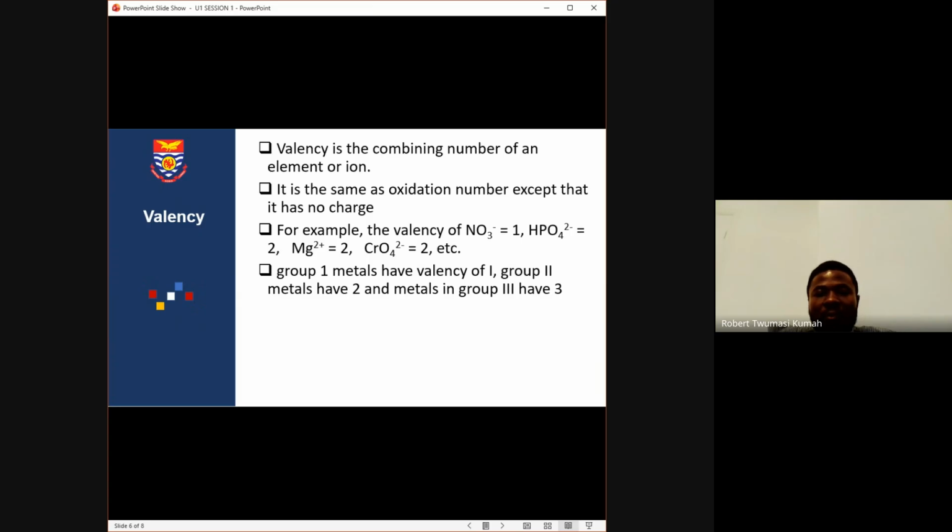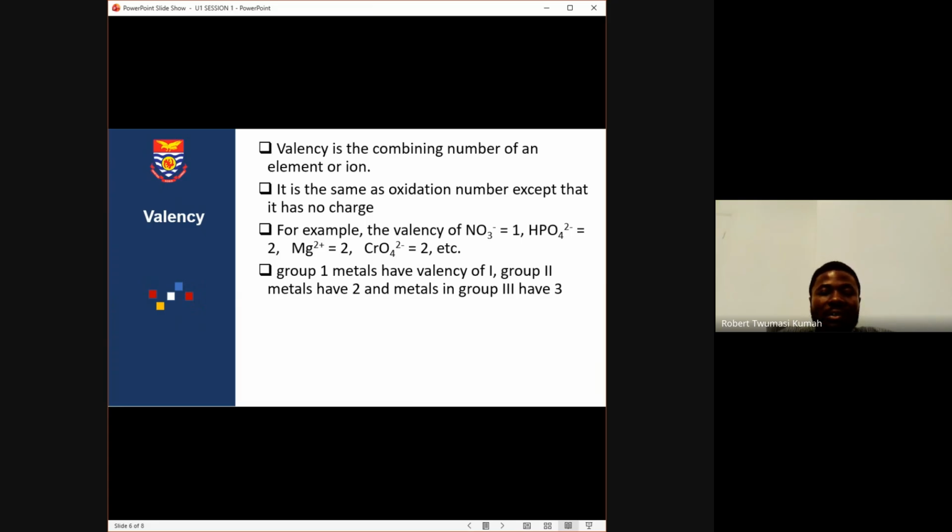We talk about valency as the combining number or power of an element or ion. The interesting thing is that it is the same as the oxidation number, or the hypothetical charge that we assign to an element or a compound. But in this case, the valency, we only indicate the number. There is no charge attached to it.